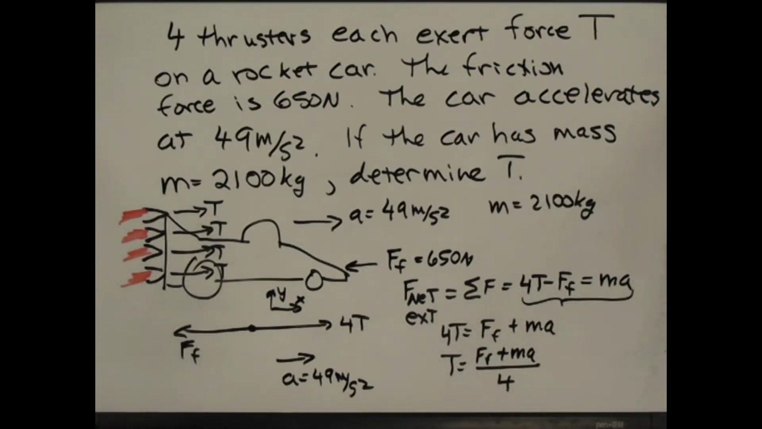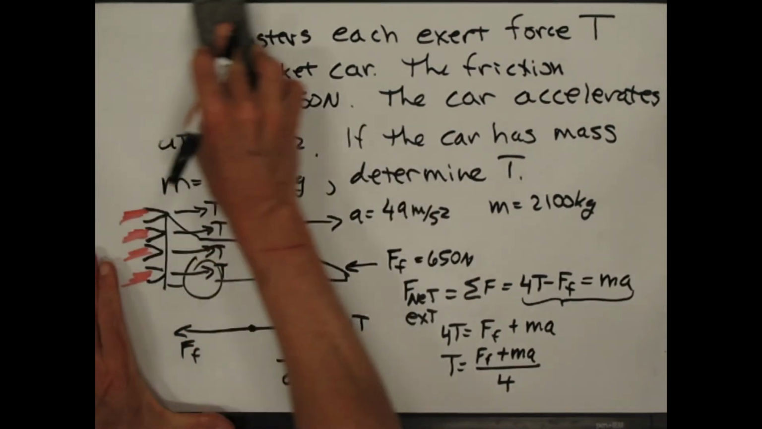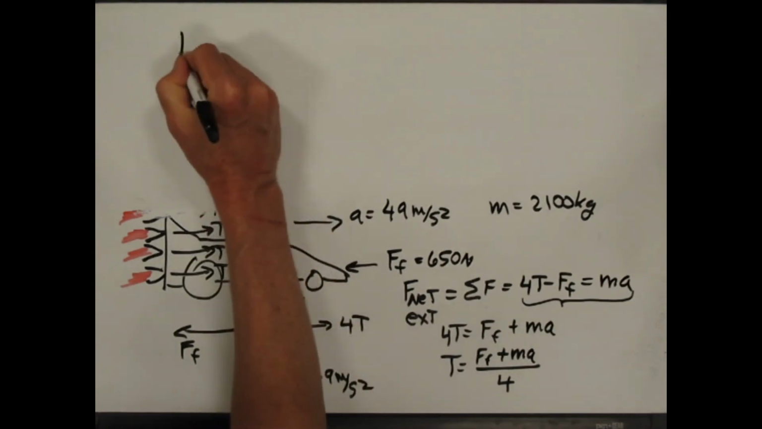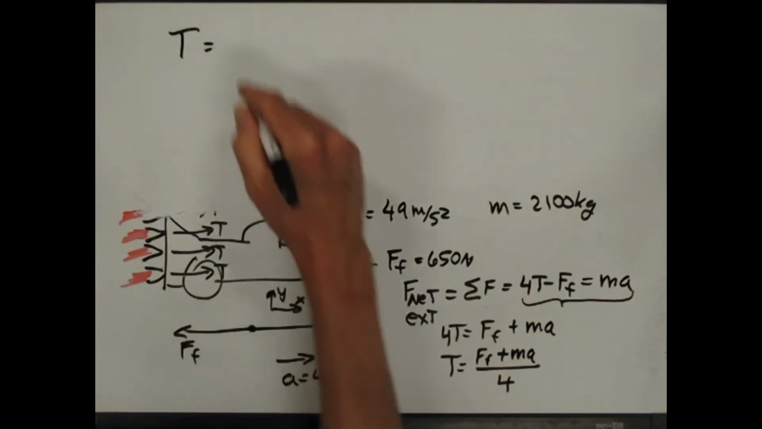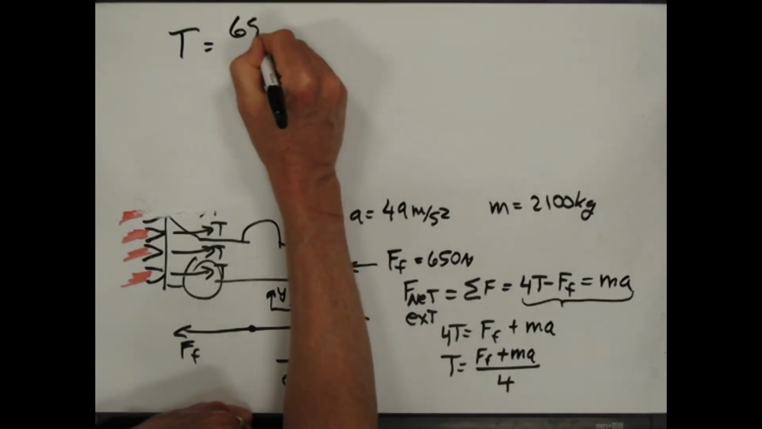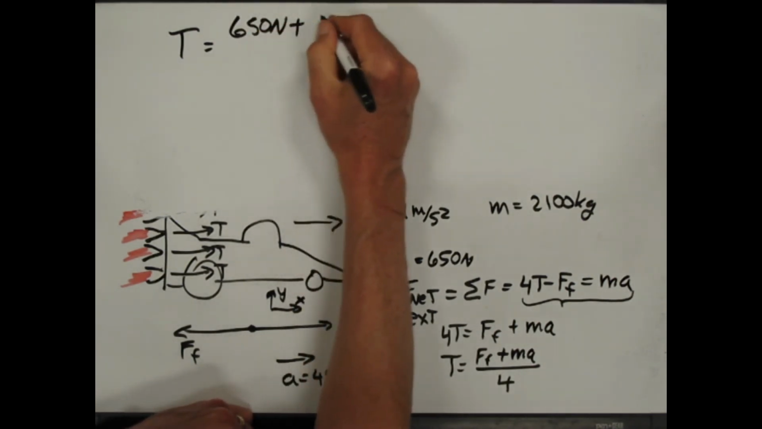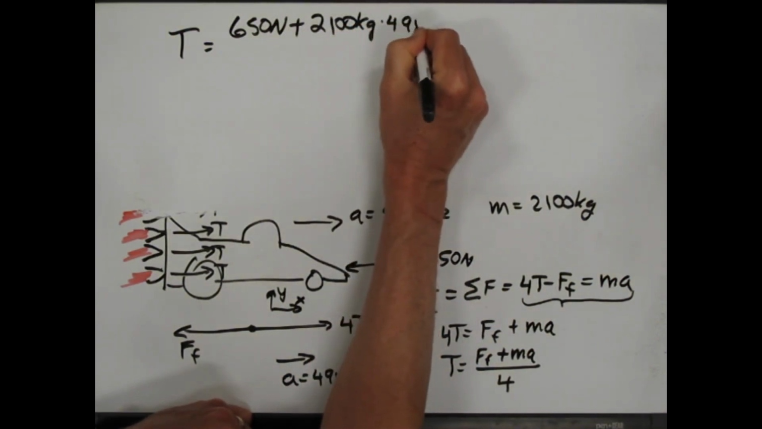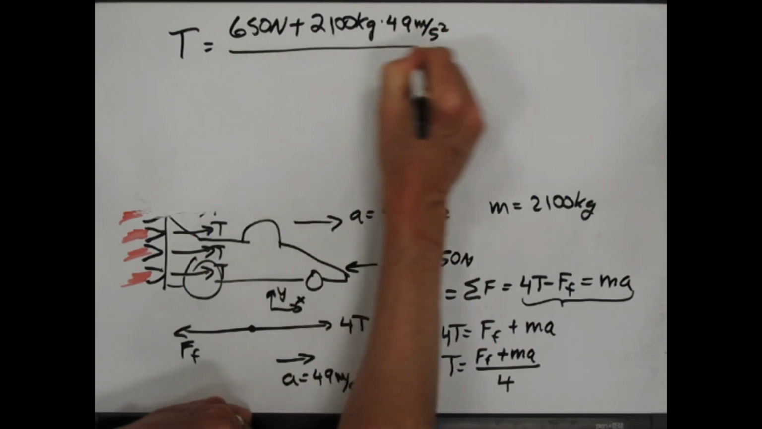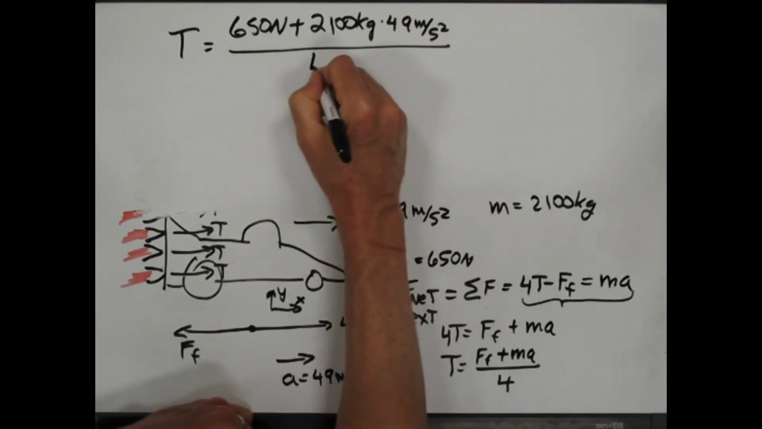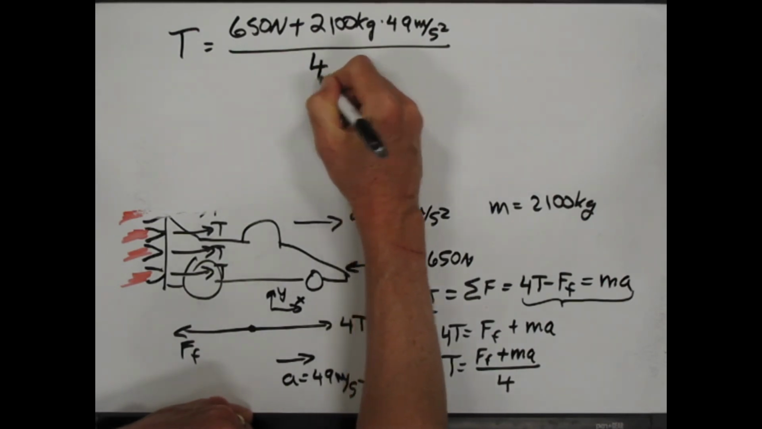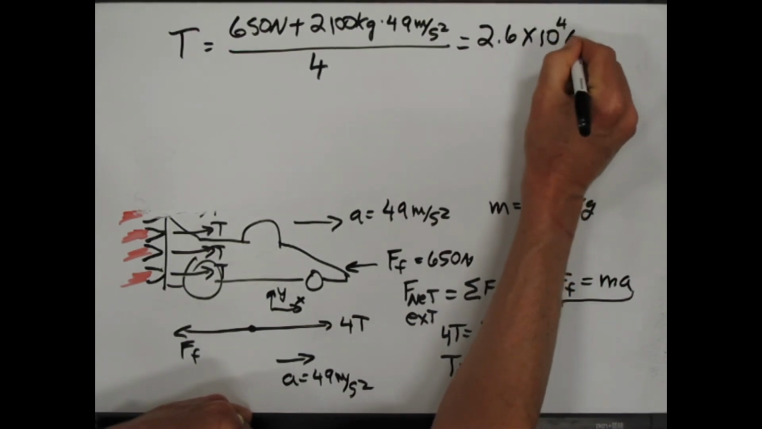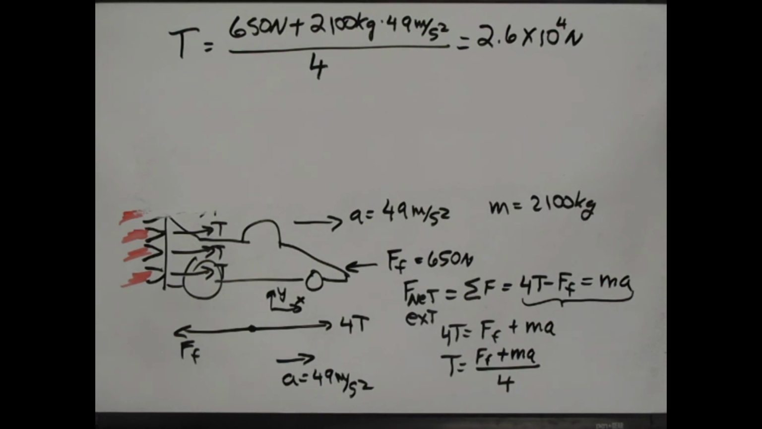That's my thrust. Maybe I'll have to erase some of the top of the problem. If you want to reread it, you can roll back the screen. And so now my thrust is equal to my force of friction, which is 650 newtons, plus 2,100 kilograms times 49 meters per second squared, divided by 4. And what I get is about 2.6 times 10 to the 4th newtons. That's my thrust.